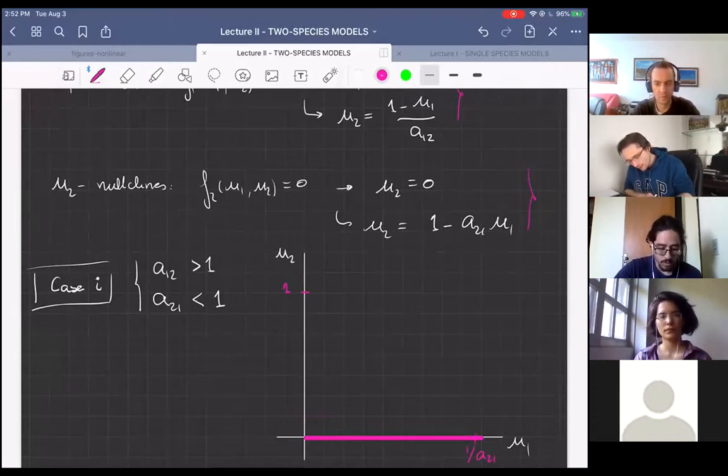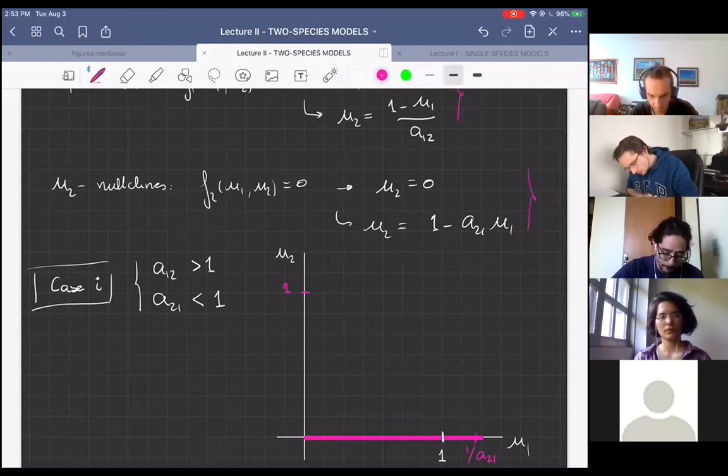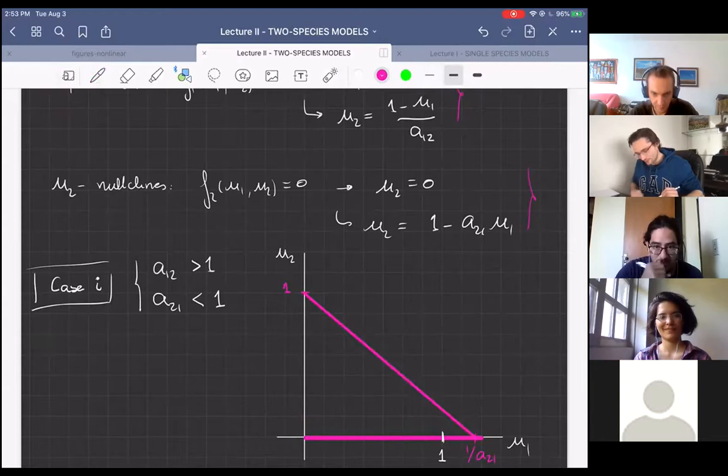And this 1 over A21 is going to be bigger than 1 because A21 is smaller than 1. So basically 1 over A21 is bigger than 1. So I'm already going to put my 1 here to make things easy. Okay, this is going to be my 1 here. So now I can draw my second nullcline, that basically is a line that goes from here to here. Let's cheat a little bit. From here to here. Perfect, much better now.